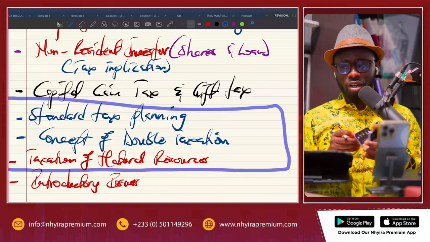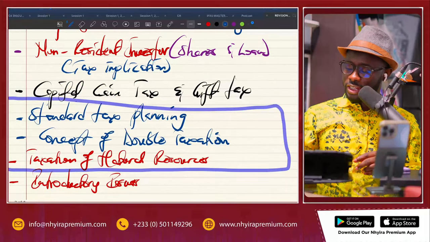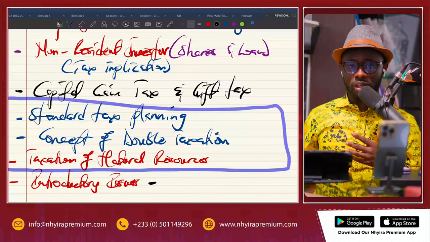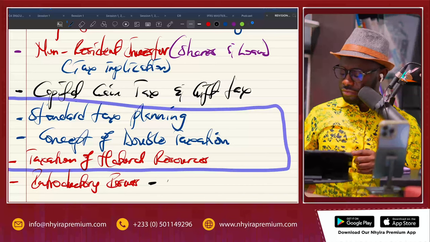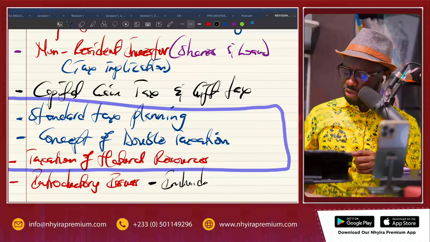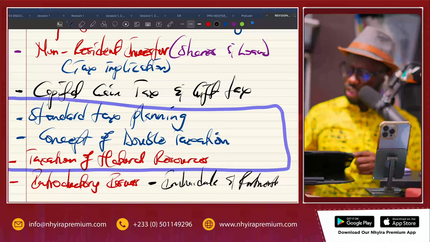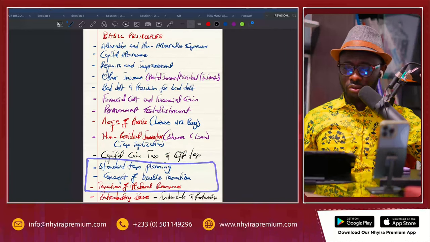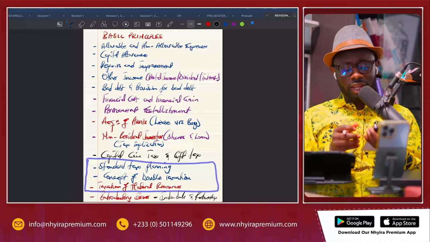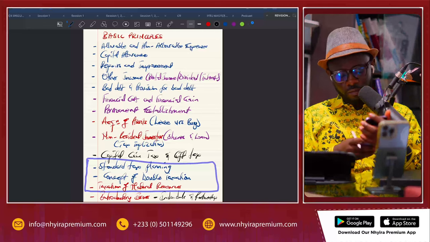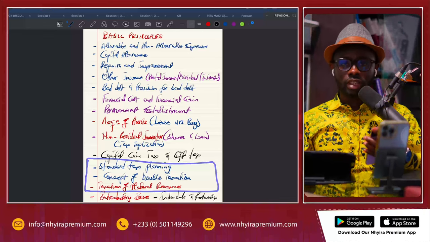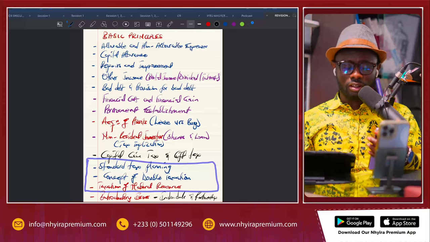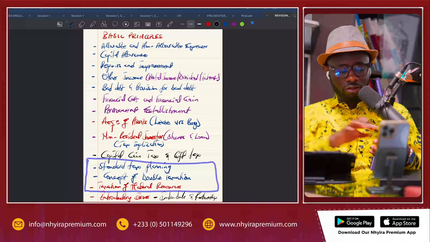Then some introductory issues are going to be very important for you to know about. Along with the introductory issues, principles of taxation students will focus a lot on the taxation of individuals and partnerships, because one of these will be in the exam hall for you. There are other issues we could raise concern on generally, but these are the things we are going to be sharing our thoughts on and the principles we need to understand when it comes to taxation generally. I'm going to try as much as possible and see how many of these I can share my thoughts on.